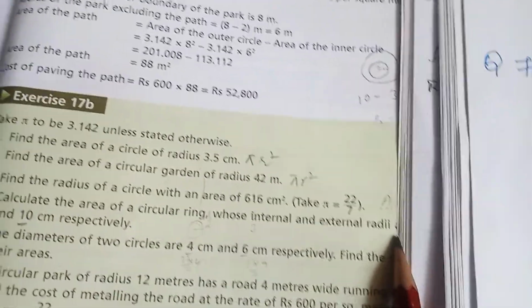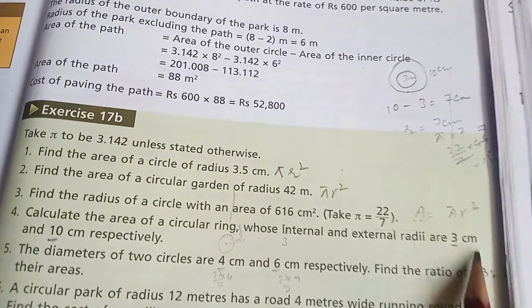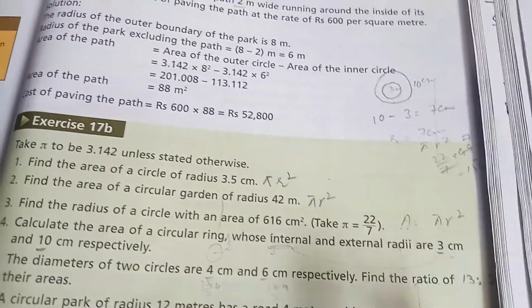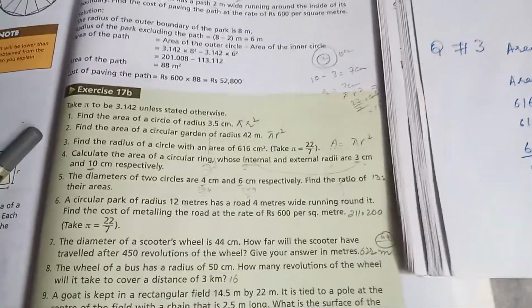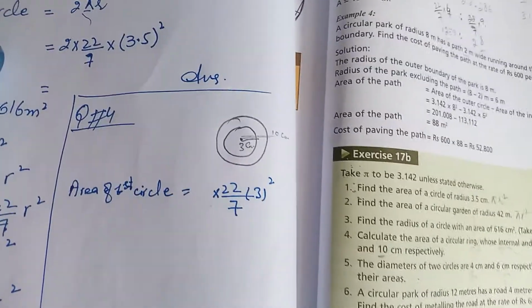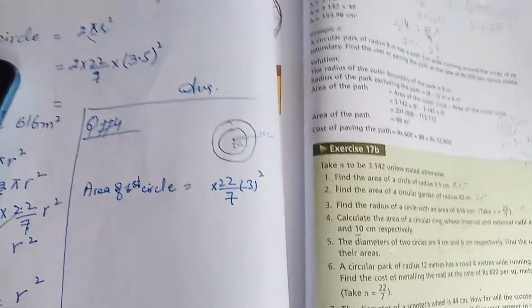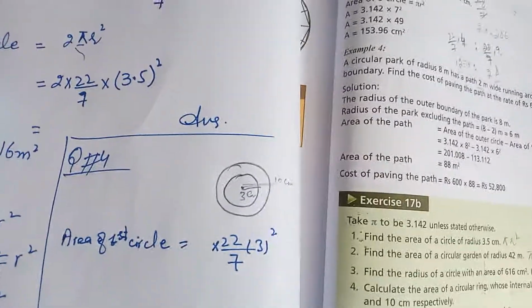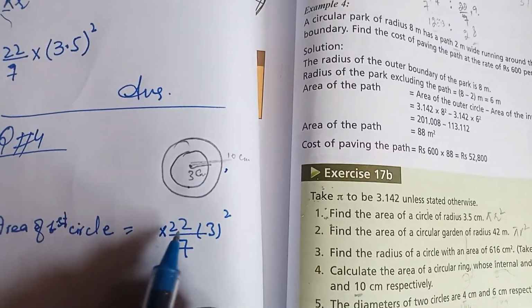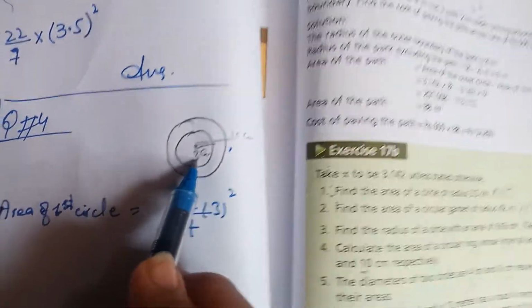In question number 4, calculate the area of a circular ring whose internal and external radii are 3 cm and 10 cm respectively. Internal is 3 cm and external is 10 cm. So here we have to find the radius of two circles, 3 cm and 10 cm. Area of first circle. Here are two circles, one is the internal circle and one is the external circle. So the area of the first circle is 3 cm.